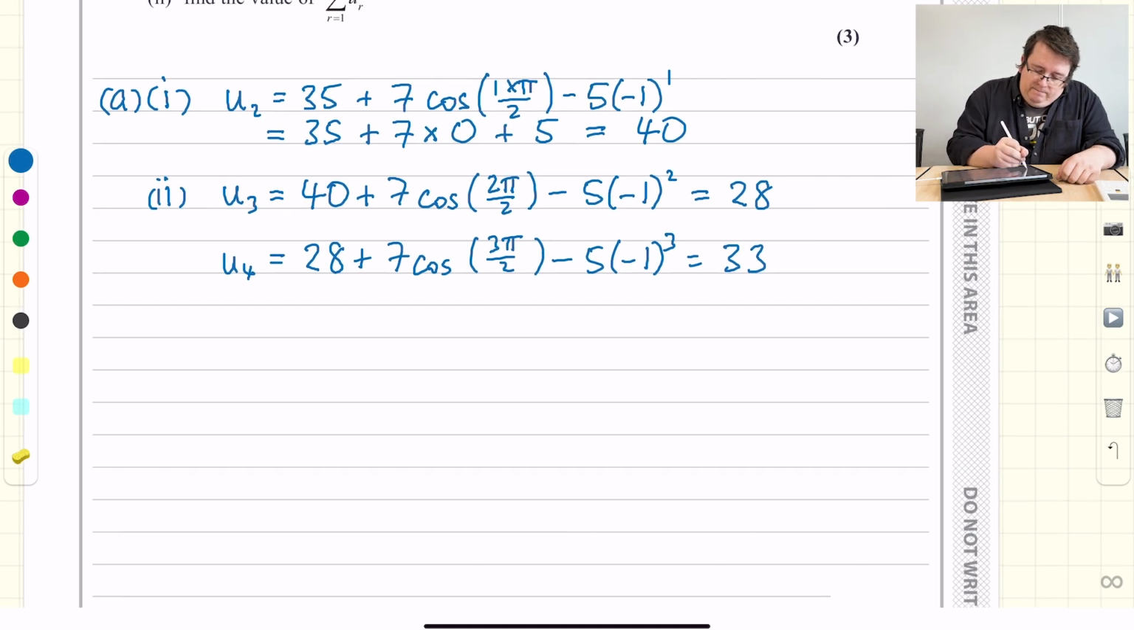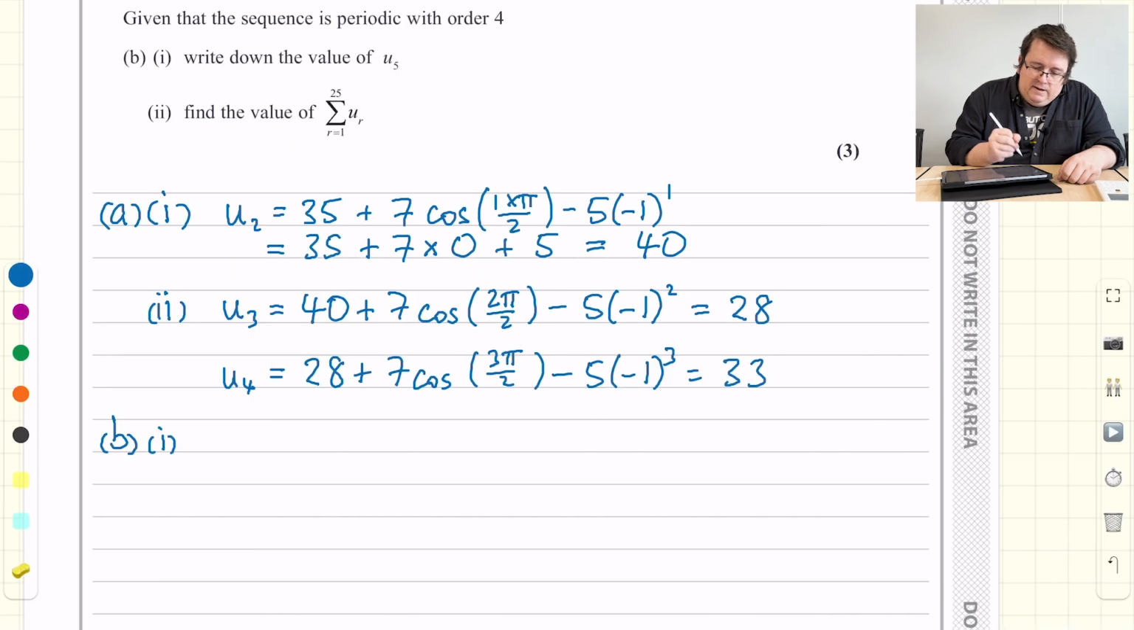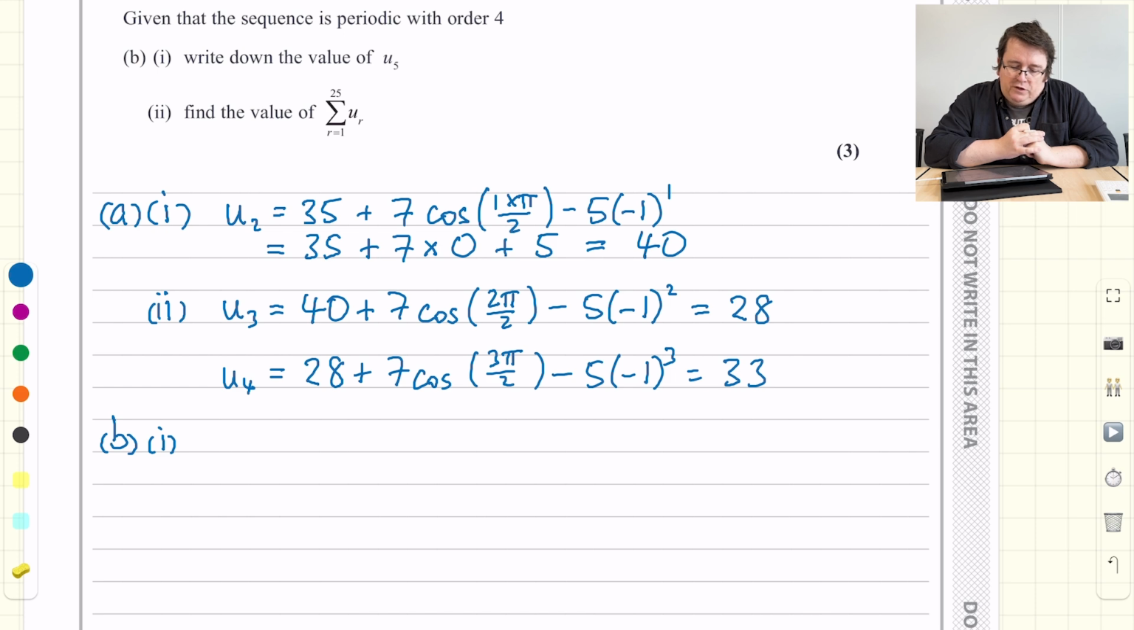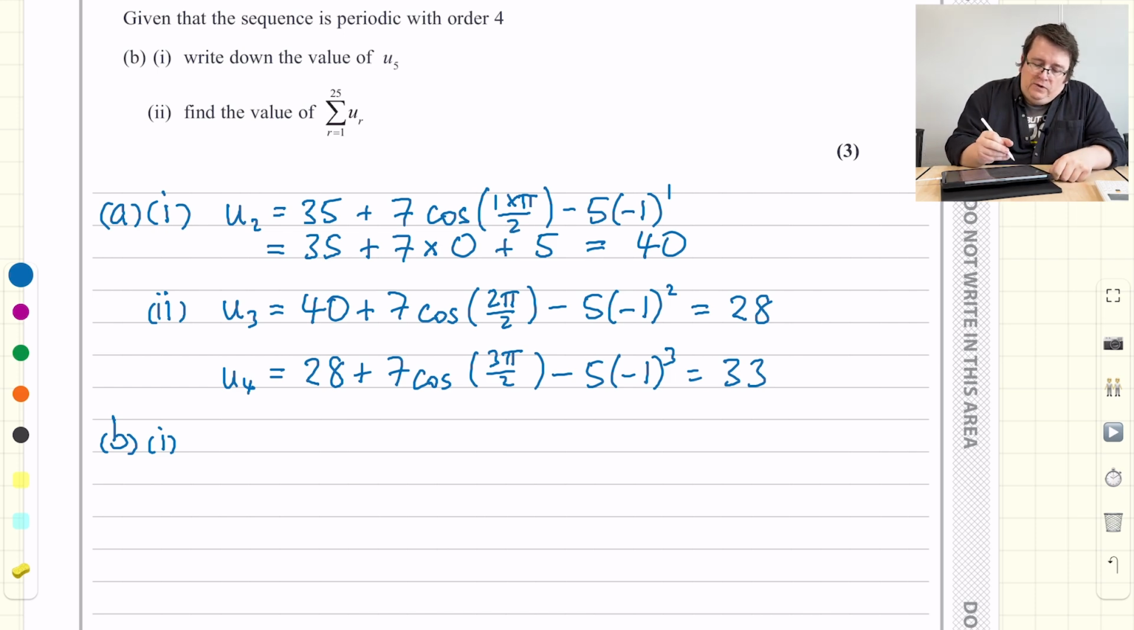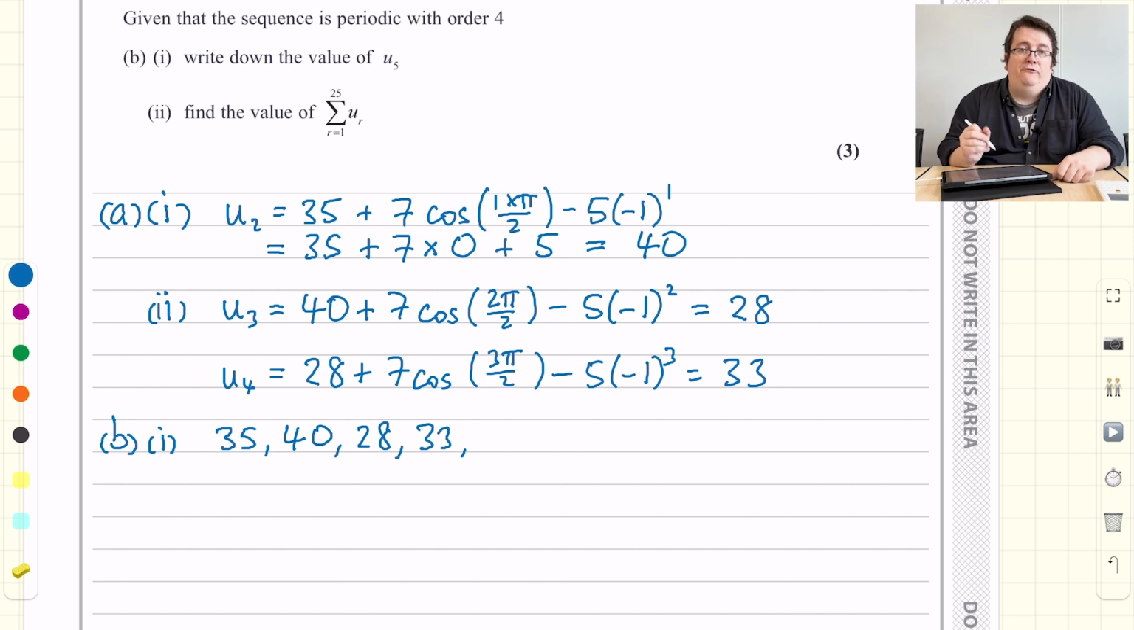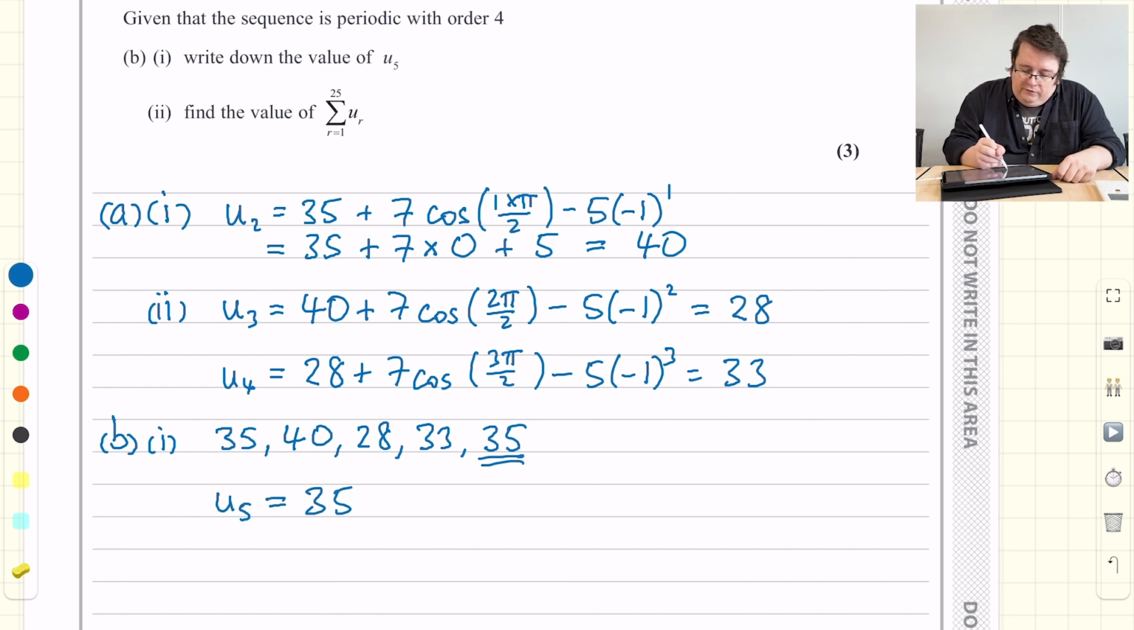So B, part 1. Given that the sequence is periodic with order 4, write down the value of u5. So u1, remember, was 35, u2 was 40, u3 is 28, u4 is 33, okay? So if it's got period 4, then that sequence must be repeating over and over again. So the next term must be 35. So u5 is 35.